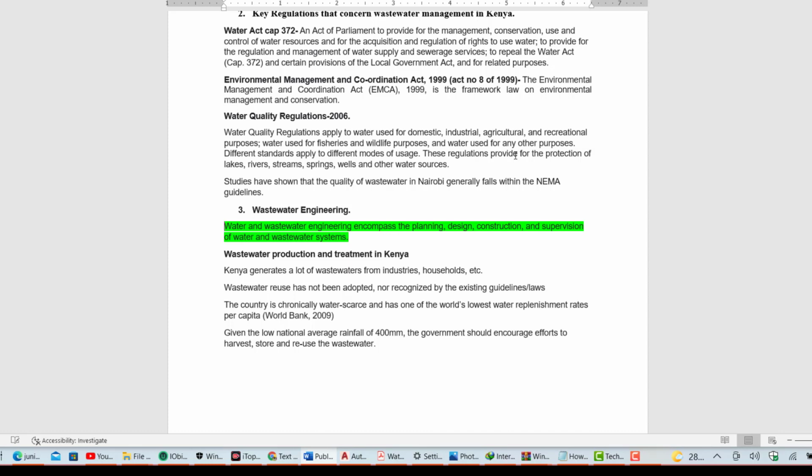And we tend to reuse. Some people try to reuse this water for agriculture, irrigation, but there are standards that are supposed to be followed for wastewater reuse for agriculture. You cannot just take raw sewer and dump it into your farm. For agriculture, there are minimum guidelines that are supposed to be followed. Unfortunately, wastewater reuse has not been adopted nor recognized by existing guiding laws. Currently we don't have any laws that prescribe how treated wastewater can be reused for irrigation activities.